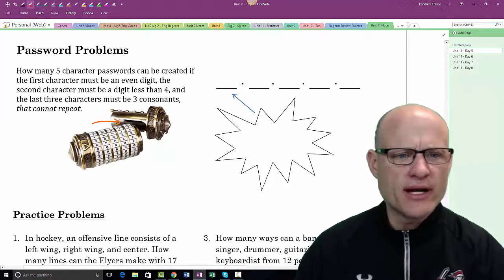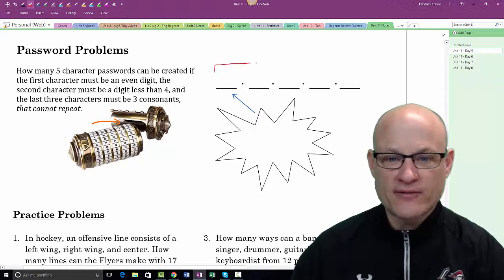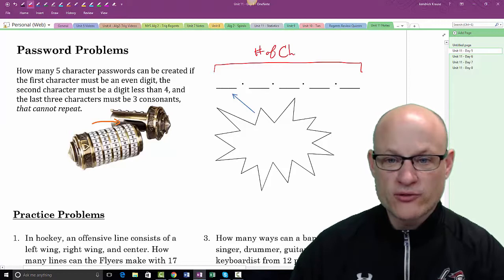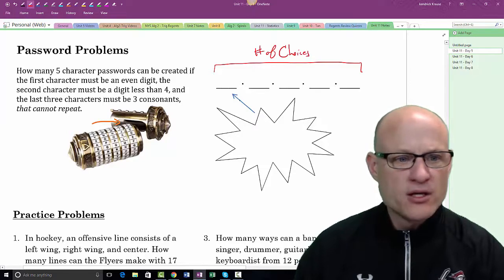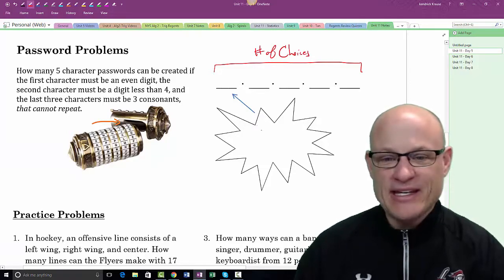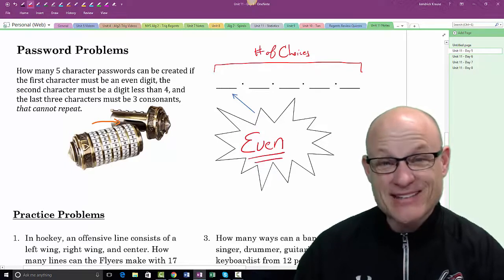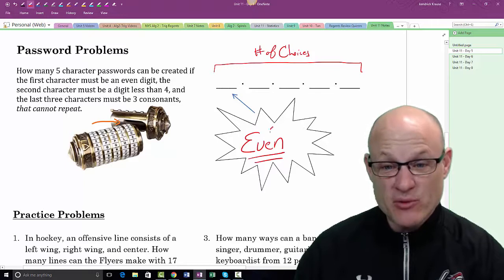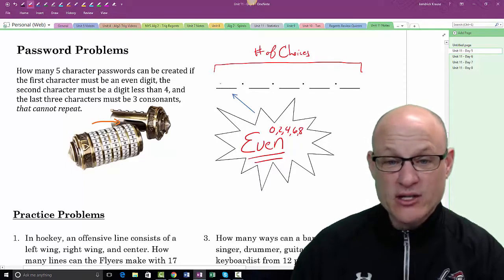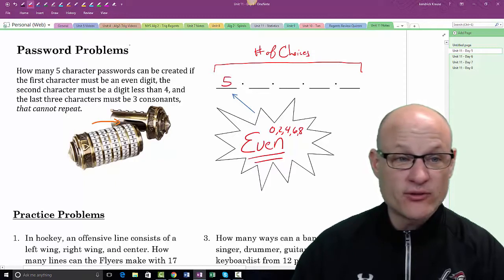All right, so let's see what we got here. 5 characters. Notice I've put 5 characters. Remember, these represent my number of choices. The first character must be an even digit. So this first one has to be even. And yes, 0 is even. So that would be a 0, a 2, a 4, a 6, or an 8. So I have 5 choices for that one.